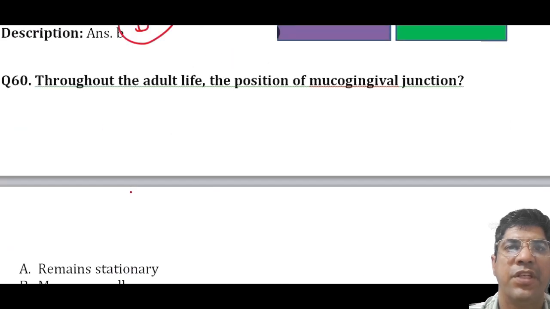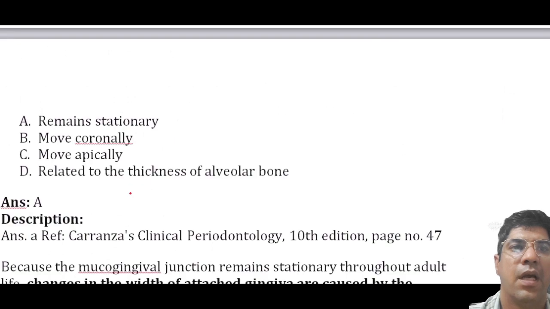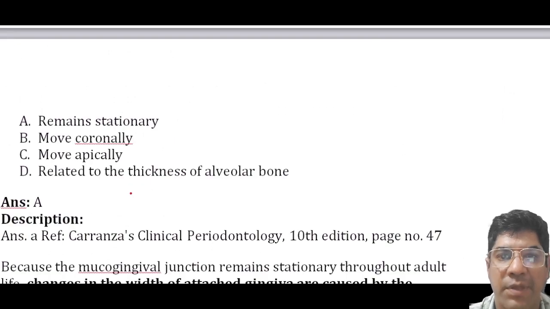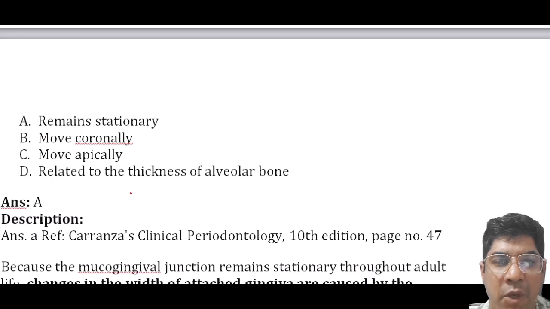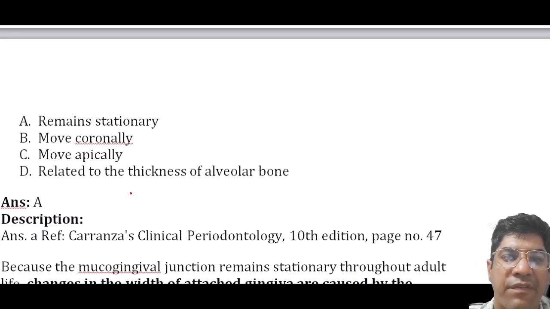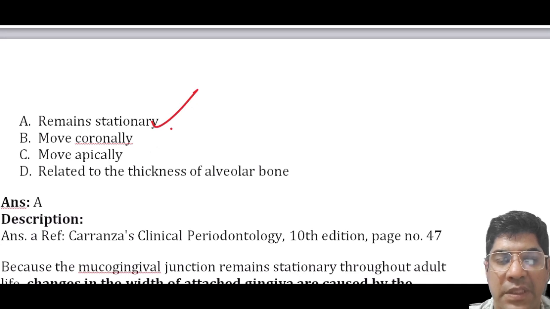Through adult life, the position of the mucogingival junction remains stationary. The mucogingival junction is the boundary between the attached gingiva and the alveolar mucosa. It remains in a fixed position throughout an individual's adult life. Changes in the width of attached gingiva are caused by variation in the position of the coronal end of the attached gingiva rather than movement of the mucogingival junction itself. So the answer is A.